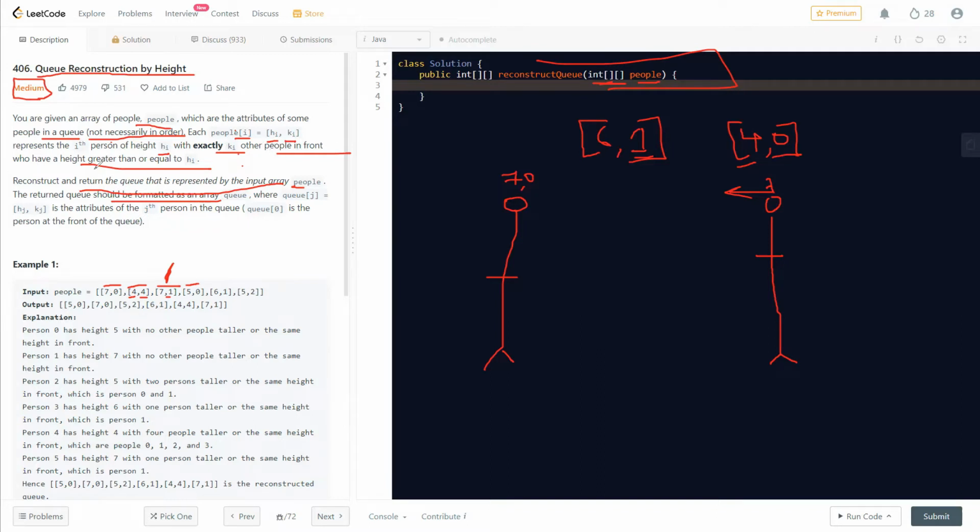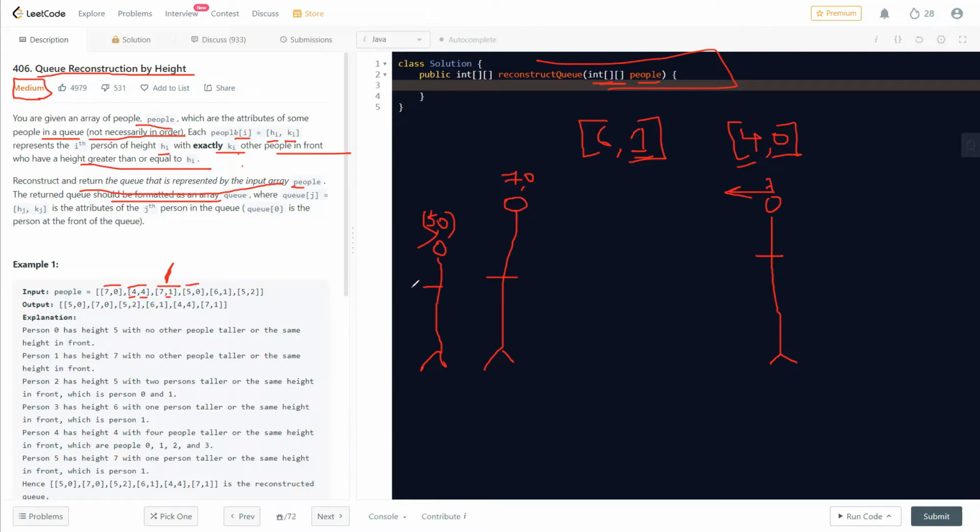That's what we are being told over here, right? Other persons in front whose height is greater than or equal to h. So 5-0, how can we place it? We can place 5-0 in this manner, so that this person is in front. This person is 5-0, standing in front, and he cannot see any other person greater than or equal to him before him. And then 7-0 comes in. 7-0 is a person looking in front and finding that no other person is greater than or equal to his height in front of him.